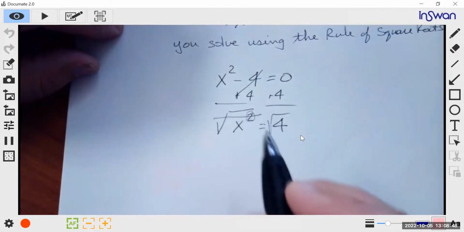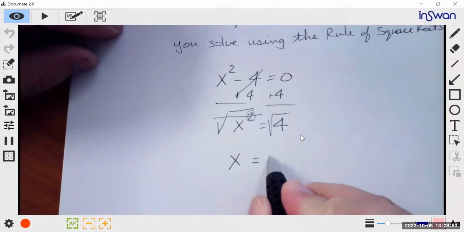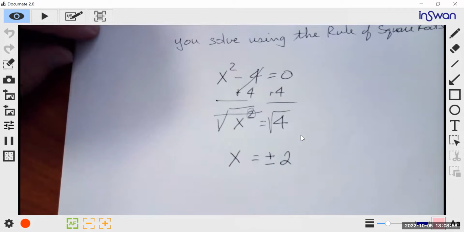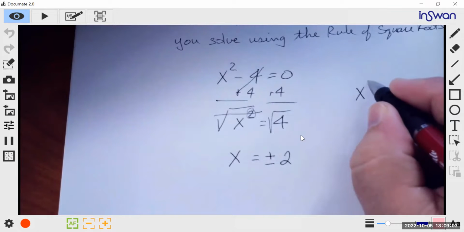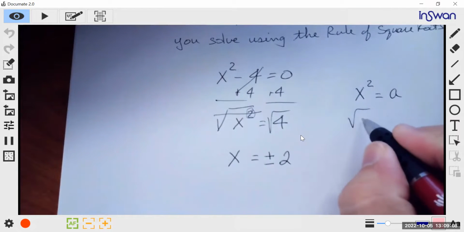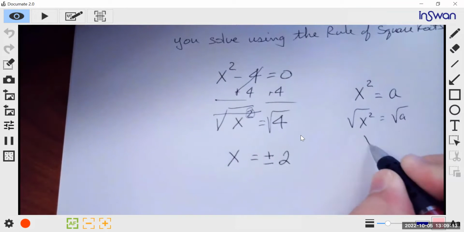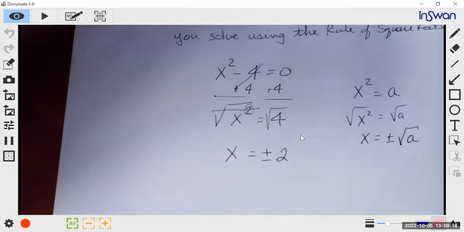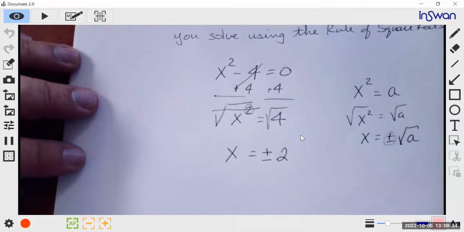So the square and the square root cancel each other out. And this equals a plus or minus 2. If you have this and you square root both sides, then x equals plus or minus the square root. Why is it plus or minus square root of a? Why do I have to put that plus or minus there?